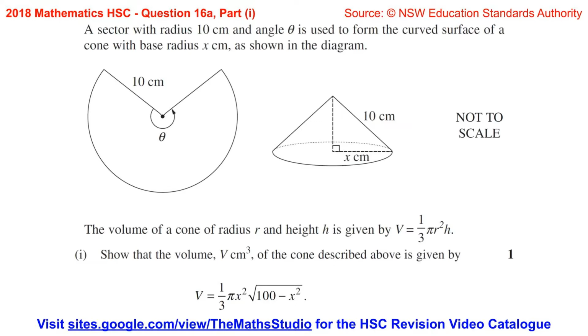Part 1. Show that the volume V cubic centimeters of the cone described above is given by V equals 1 over 3 times pi times x squared times the square root of 100 minus x squared.